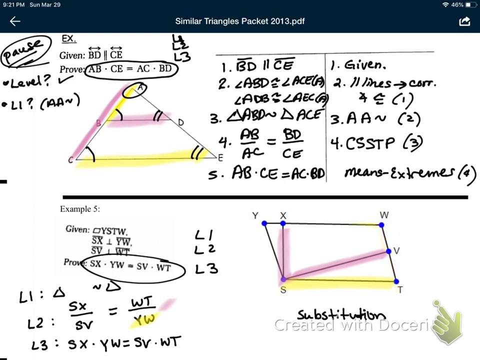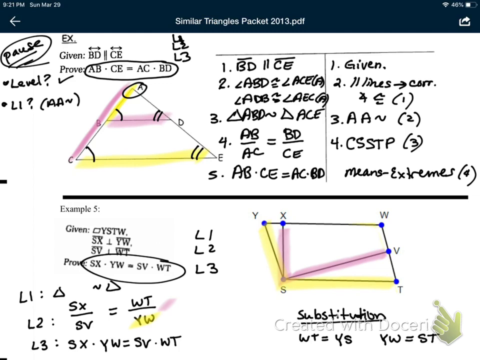If we can't use WT because it's not part of a right triangle, what side is? You got it, YS. And now those are part of the triangle. So, because WT equals YS, or I should say their measures are equal, and the measure of YW equals the measure of ST, I'm going to substitute one for the other in a proof. So I'm going to have to say that these two are equal, right?